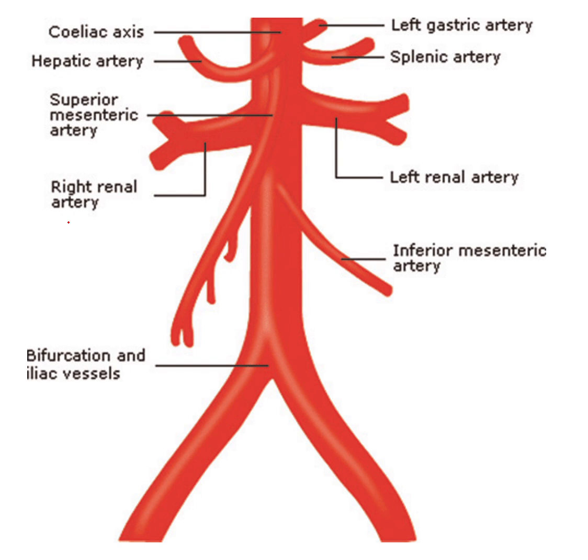The abdominal aorta has 5 primary branches. From superior to inferior, we have the celiac axis or the celiac trunk, the superior mesenteric artery, the renal arteries, the inferior mesenteric artery, and finally, the common iliac arteries.